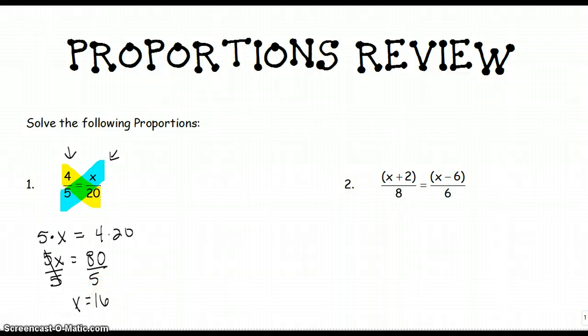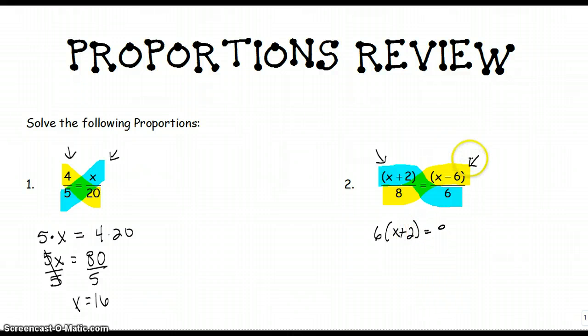In problem number 2, it's a little bit different because when we multiply on a diagonal, you're going to have to include the parentheses as well. So if we take our first diagonal, which is the blue, you take your whole number and multiply it by the parentheses. Same thing on the yellow diagonal. You take the whole number and multiply it by the parentheses.